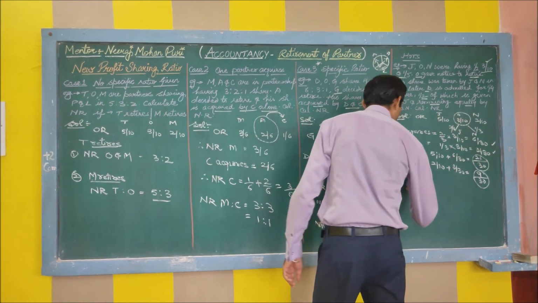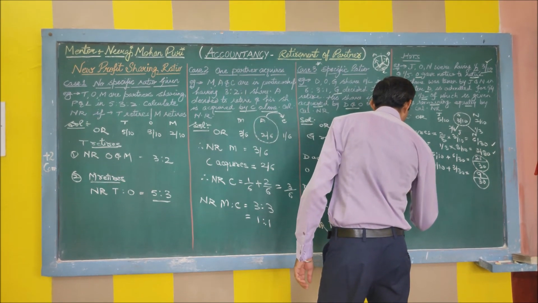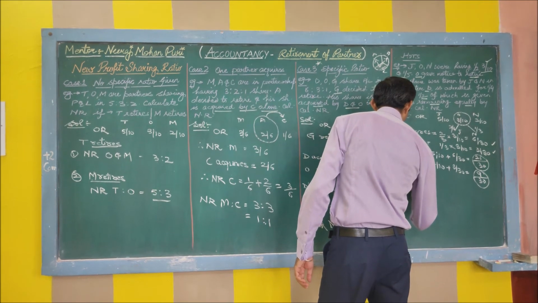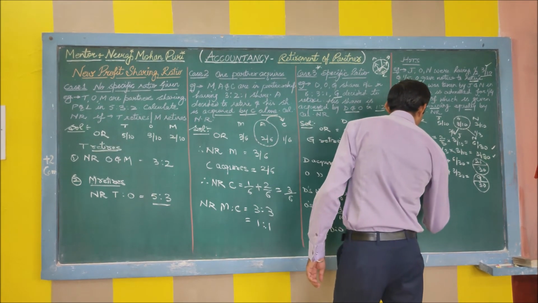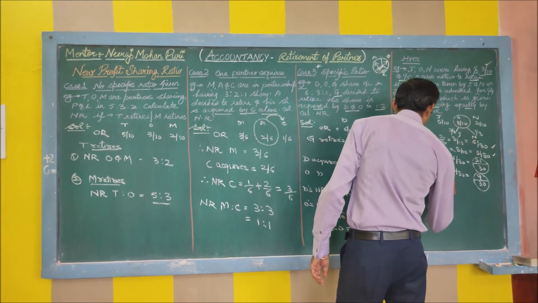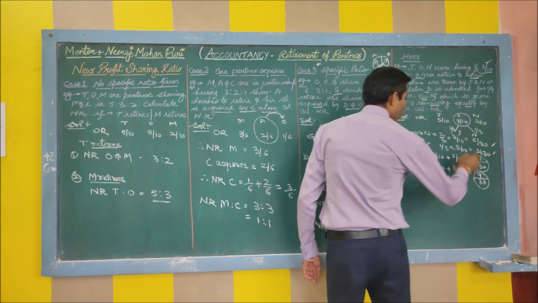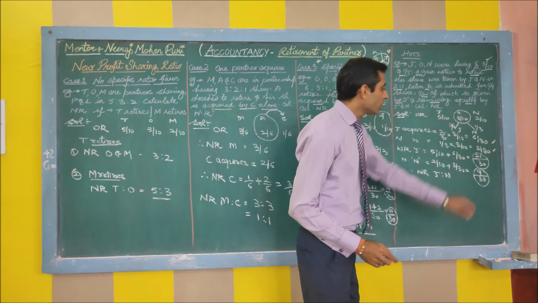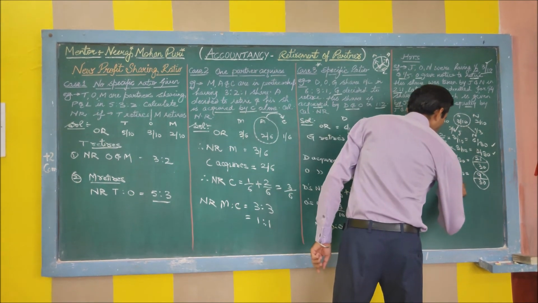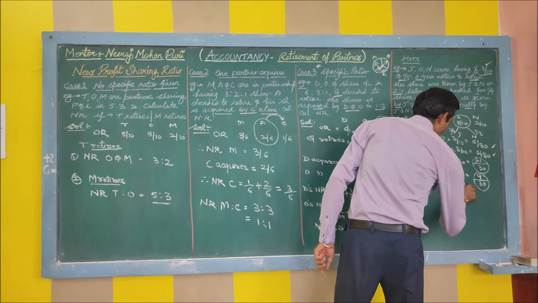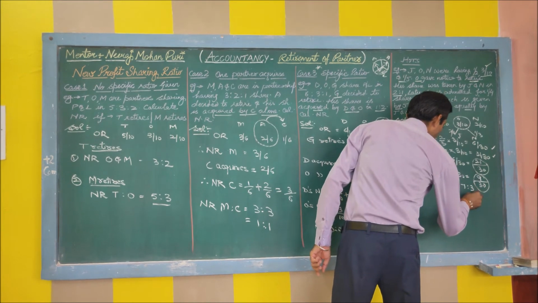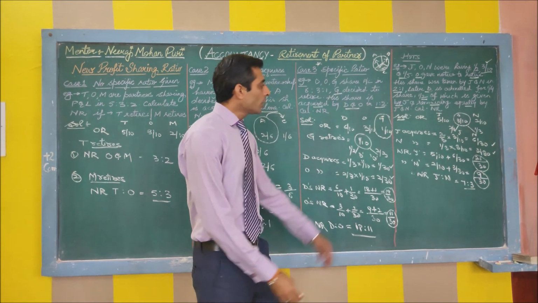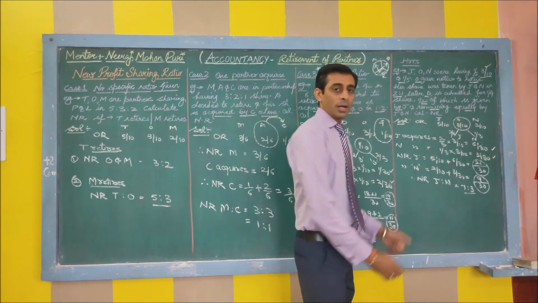That's correct. Therefore, our new ratio after the retirement among J and N is 21 ratio 9. These both are divisible by 3, so we can write it as 3 times 7 and 3 times 3. This was our retirement part.